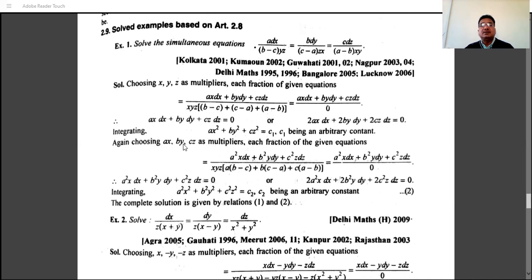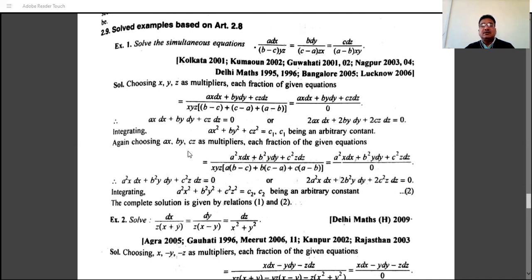So these are the multipliers ax, by, cz. Each ratio is equal to the first fraction multiplied by ax, and so on. We have a square x dx plus b square y dy plus c square z dz, divided by ax plus by plus cz, multiplied accordingly, and we have the answer 0. Therefore a square x dx plus b square y dy plus c square z dz is equal to 0.